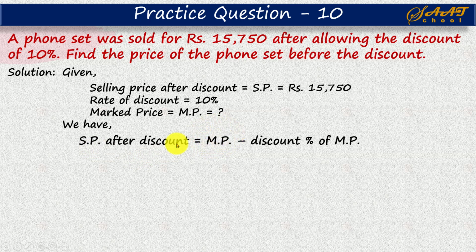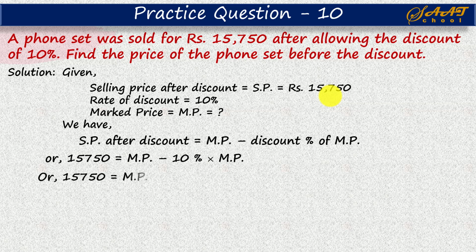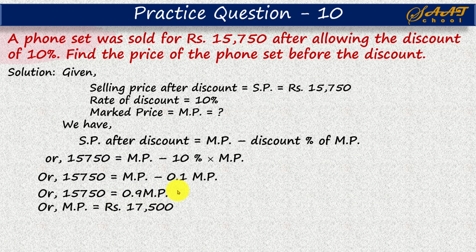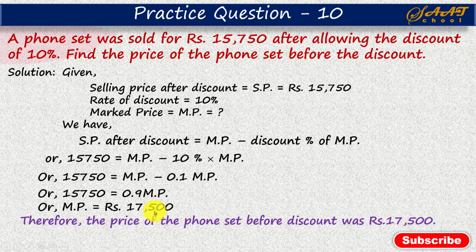Let's suppose that is the mark price. We have MP minus 10% of MP equals 15,750. The mark price we have to find, and the discount percent is 10. Now if you change 10% into decimal, that equals 0.1. Here is 1 MP and this is 0.1 MP. If you subtract these two, that equals 0.9 MP. Now if you divide 15,750 by 0.9, that equals MP, which is 17,500, and that is the mark price, or you can say that is the price of the phone set before discount was allowed. So the price of the phone set before discount was 17,500.